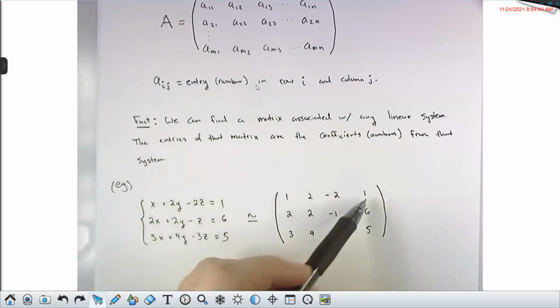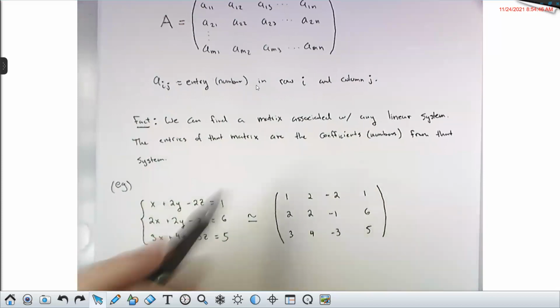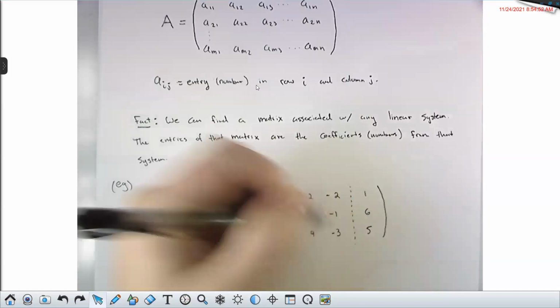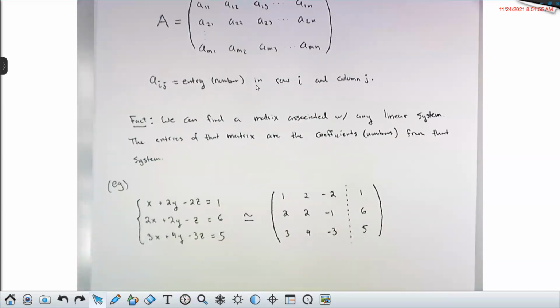To remind myself that these numbers are on the right-hand side of the equal sign, that the equal sign lives right there, I like to put a little vertical line here. So this part, this little 3x3 submatrix, is called the coefficient matrix. It is the rectangular array of coefficients from this system. And the whole thing is called the augmented coefficient matrix. So it has been augmented, or added onto, with the right-hand side.